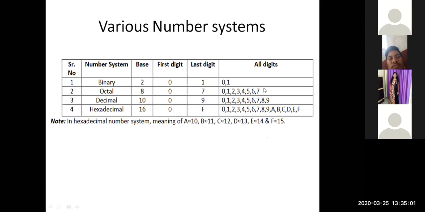And the fourth system is a hexadecimal number system with base 16. The first digit used here is 0 and the last one is F. So we start with 0, 1, 2, 3, 4, 5, 6, 7, 8, 9. So this is like our decimal number system. And after 9, we have A, B, C, D, E up to F. Now here, the meaning of A is 10, meaning of B is 11, C is 12, D is 13, and so on up to 15. So in decimal, we have only 10 digits, but in hexadecimal, we have 16 digits.